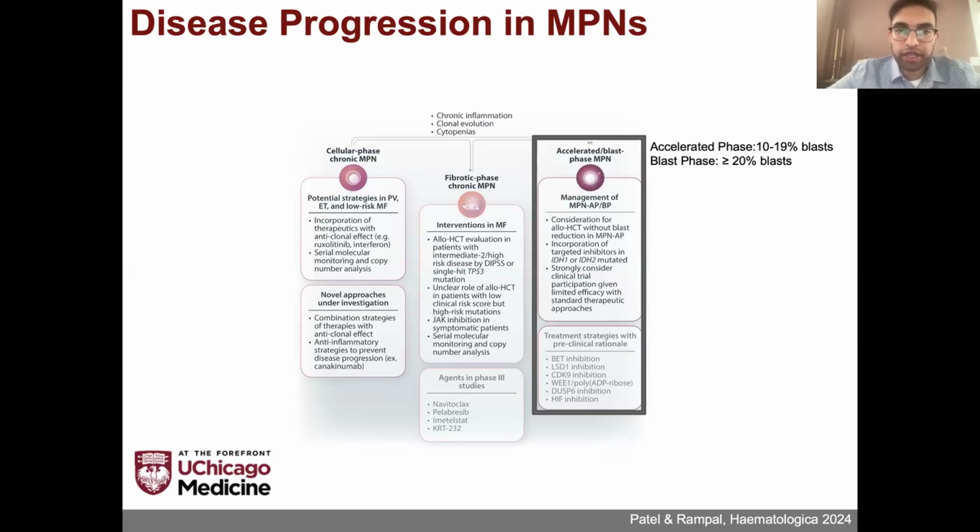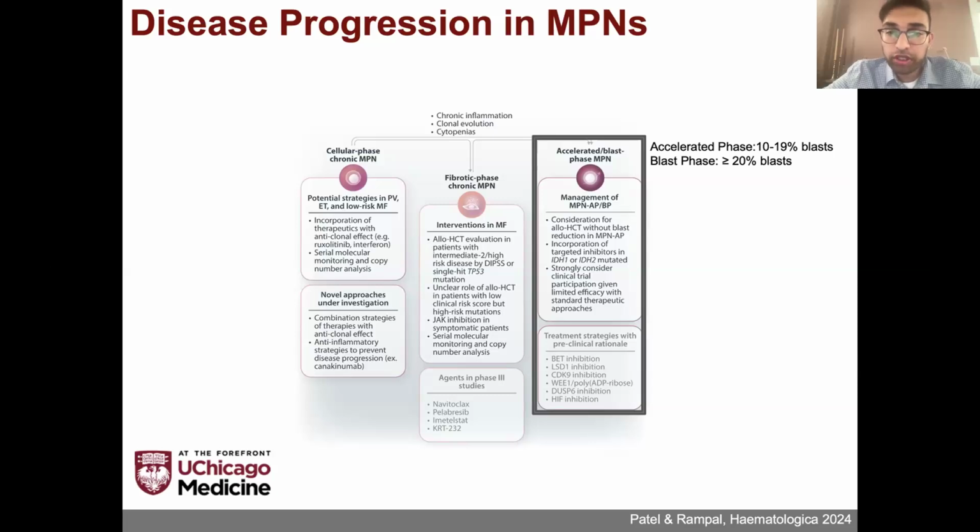In patients who progress to the fibrotic phase of disease, where you're now dealing with low blood counts and a very scarred bone marrow, you're starting to think about things like JAK inhibitors. You're thinking about transplant if they're sufficiently high risk. And then if patients have 10% to 19% blasts, either in the blood or bone marrow, we refer to that as accelerated phase. And if patients have 20% or more blasts in the blood or the bone marrow, we refer to that as blast phase.